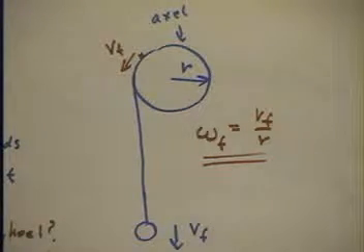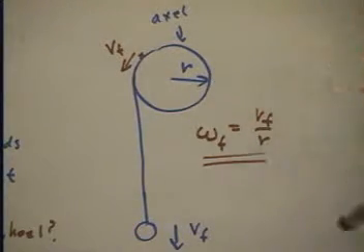So we found the angular velocity of the axle. Since the wheel is presumably attached to the axle, that's going to be the angular velocity of the wheel.